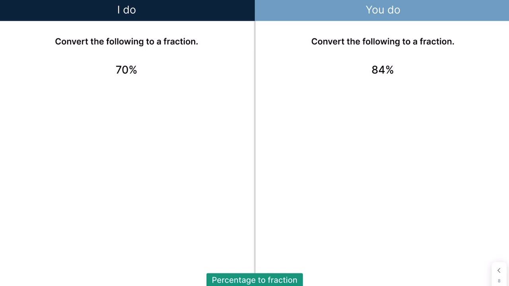So how do you convert 70% to a fraction? Now the percent just means out of 100. So all you have to do is write 70 out of 100, and that is your fraction. Now you can simplify this, so that can both be divided by 10, and that gives you 7 out of 10. So again, hopefully you've pressed pause and had a go.